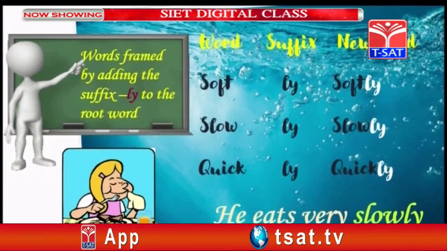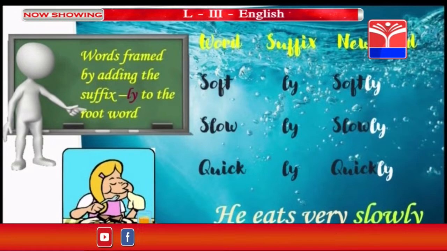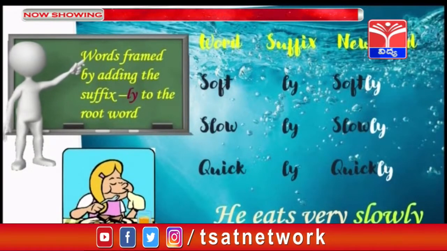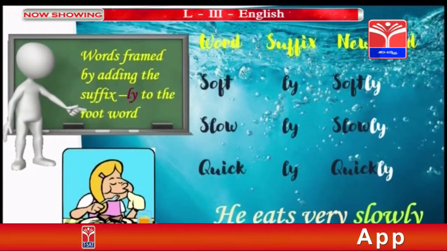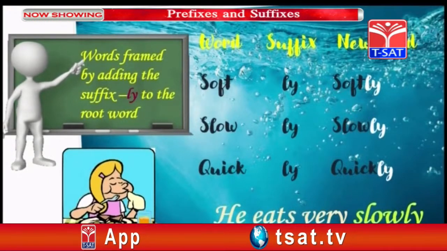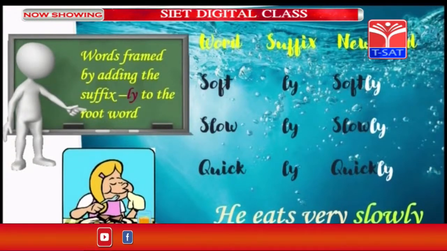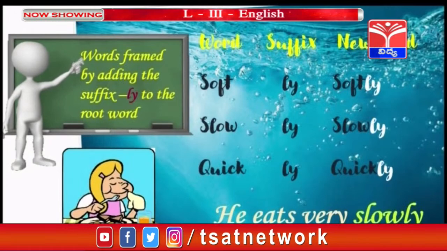Now we shall see the words framed by adding the suffix -ly to the root word. If the root word is soft, by adding the suffix -ly, the new word becomes softly. Same way, slow, slowly. Quick plus -ly, quickly. He eats very slowly.